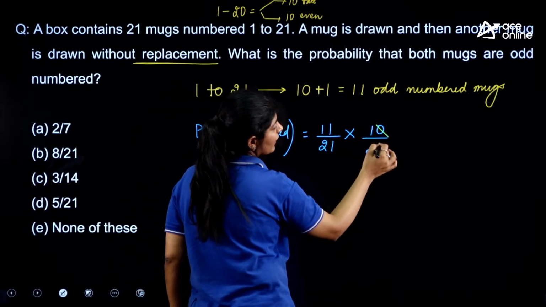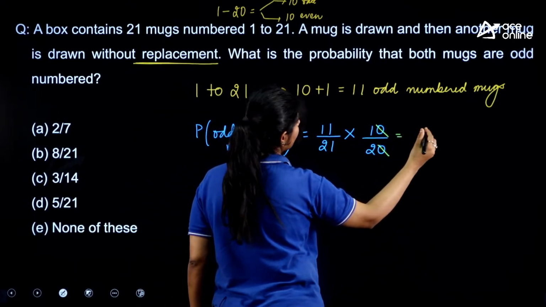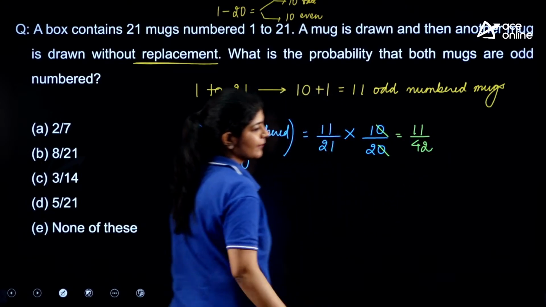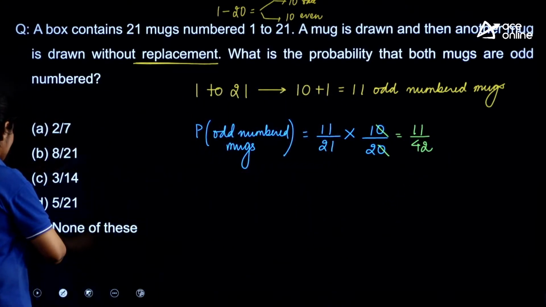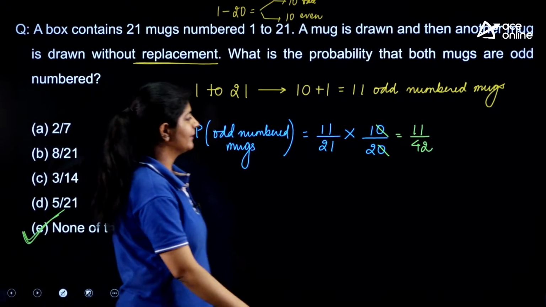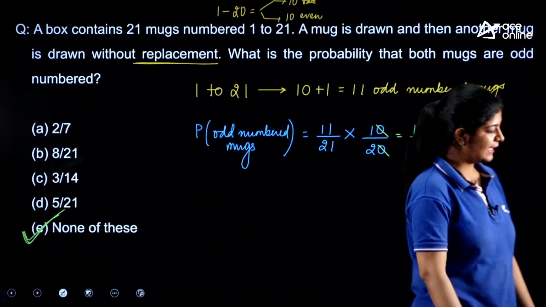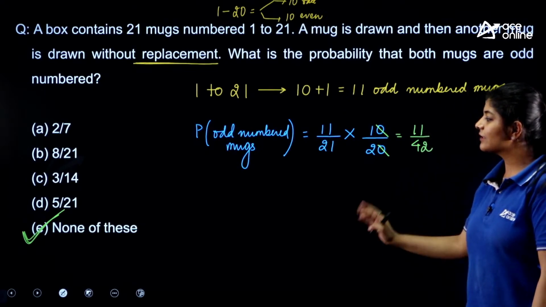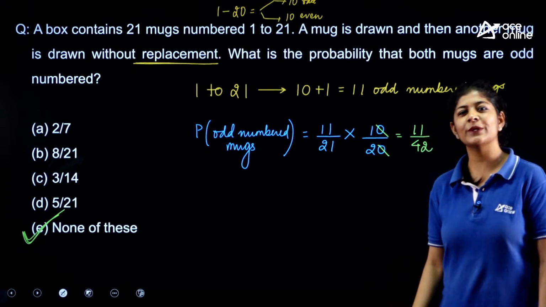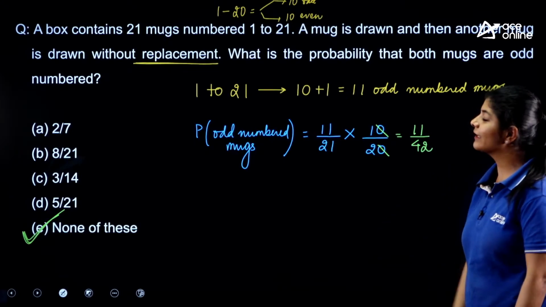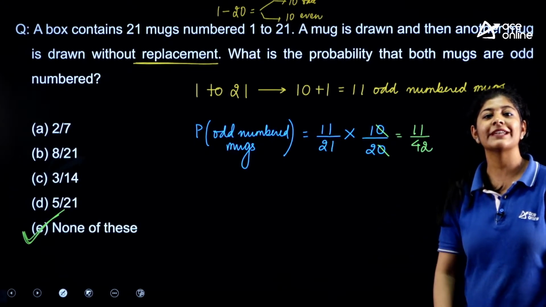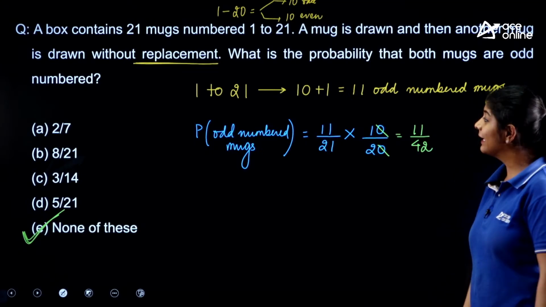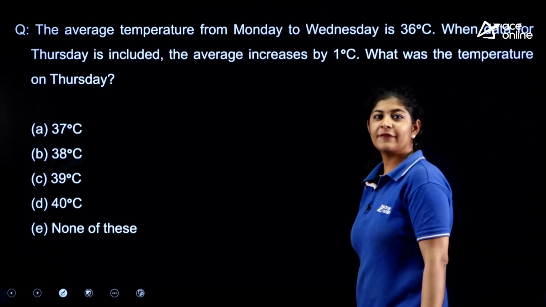So the 10 and 10 are eliminated. Here we are having 11 by 42 as my correct answer. 11 by 42, that means option number E is the correct one. This question is a very simple one. All we need to do is simply calculate the probability of getting an odd-numbered mug. Clear? Next, the next one is a very easy one.